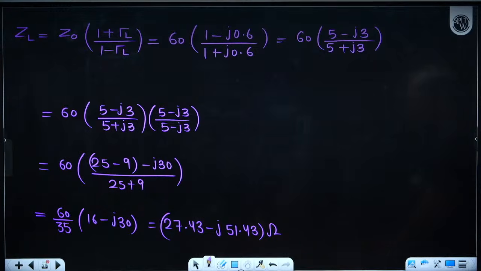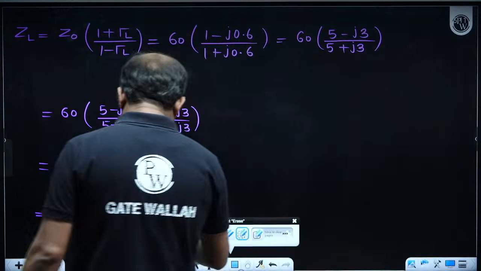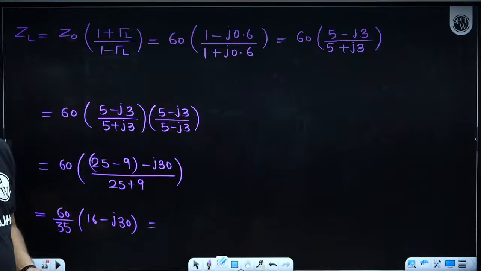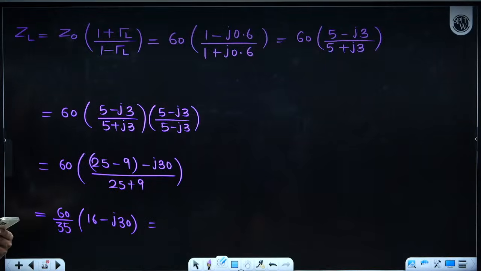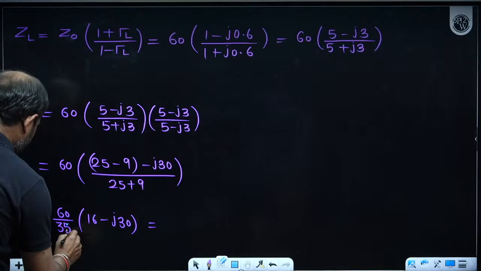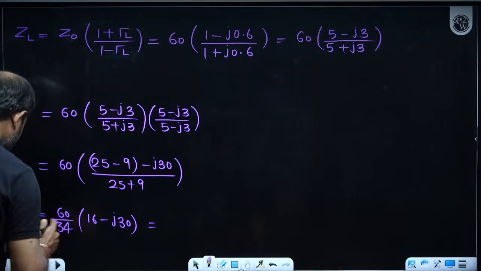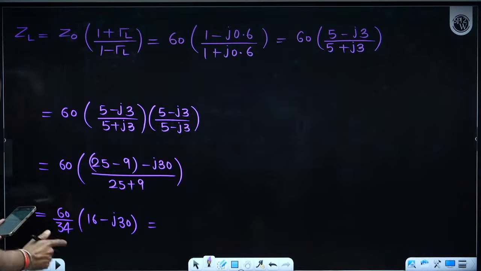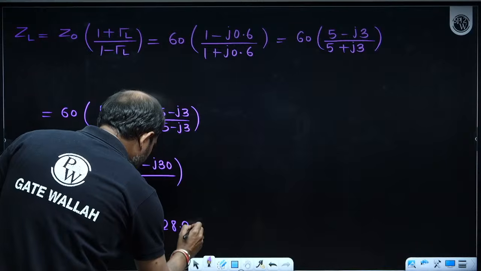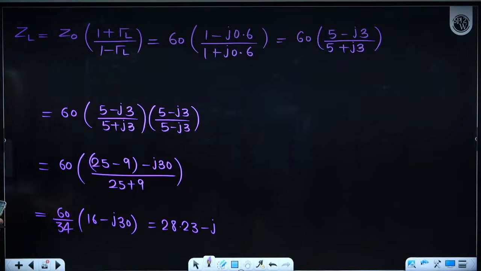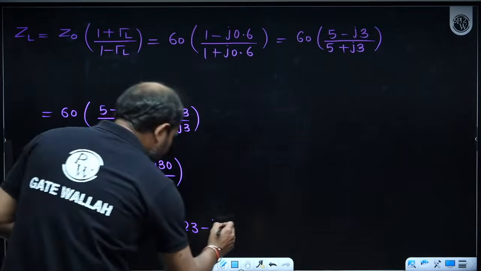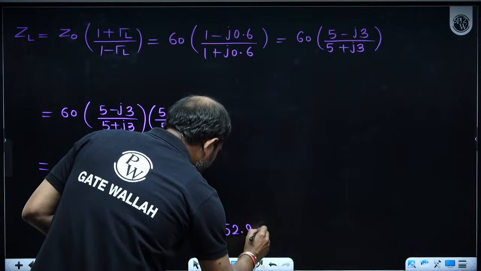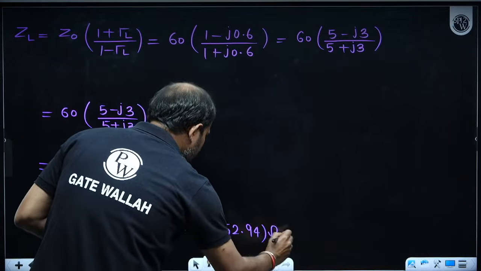Okay, divide by 34 now. It is divided by 34. So 60 into 16 divided by 34, 28.23, and 60 into 30 divided by 34, 52.94. Our answer will be.